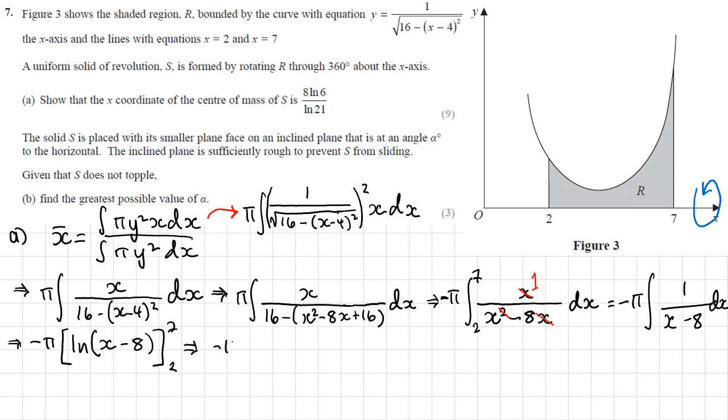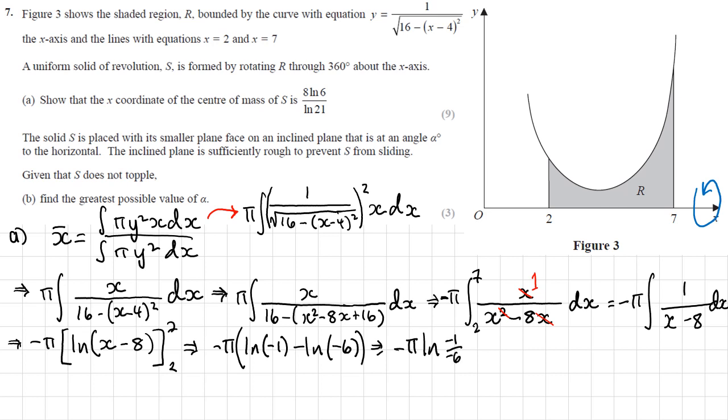So we've now got negative pi times log of, so 7 minus 8 is going to be negative 1. Now I'm not going to panic, and I can't do the log of a negative number, but I'm sure there's going to be some simplifying at some point that's going to get rid of these negative numbers. And then log of 2 minus 8, so negative 6. Because it's a subtraction, that can all go together. So I've got negative pi, and then basically the natural log of negative 1 divided by negative 6.